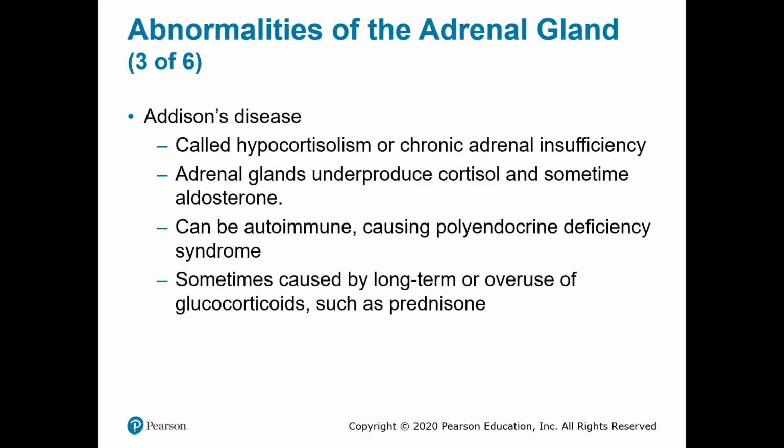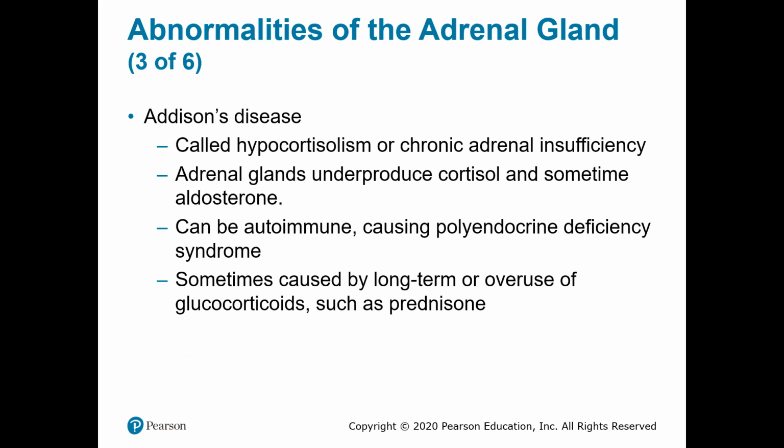Next, we're going to look at Addison's disease. That begins in the bottom right corner of textbook page 557. This is called hypocortisolism or chronic adrenal insufficiency. The adrenal glands underproduce cortisol and sometimes aldosterone when Addison's disease is present. This can be autoimmune, causing polyendocrine deficiency syndrome. This is also sometimes caused by long-term or overuse of glucocorticoids such as prednisone.